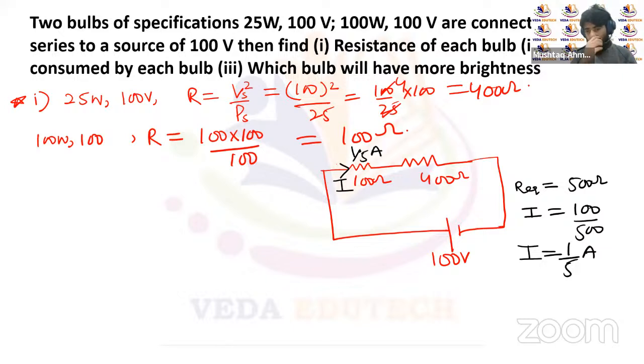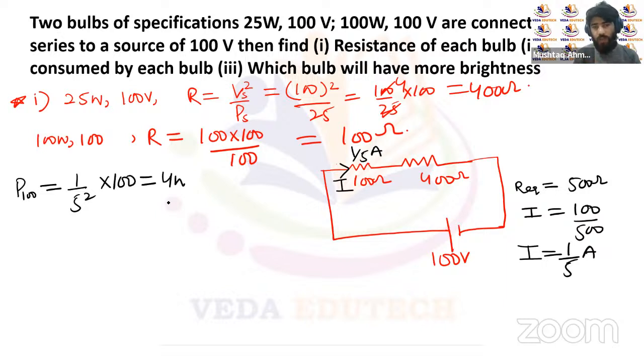This is the value of the current, right? The power consumption by the 100 watt bulb will be P100, that's equal to I squared R. That's (1/5) squared multiplied by 100, right? That will be equal to 100 upon 25, that's equal to 4, right?